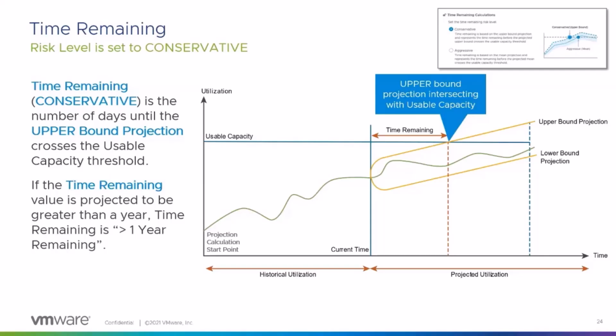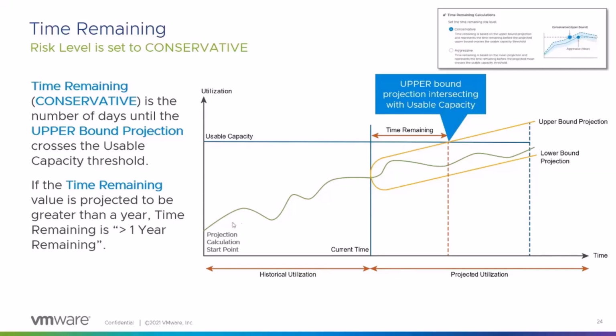The first one is time remaining, and this is when you set it to conservative. It's looking at the projection and at the upper bound, and at when that upper bound crosses the usable capacity line. You see this vertical red dashed line? That's where the upper bound of the projection crosses the usable capacity line. The amount of time between now and that dashed line is my time remaining. That can be anywhere from 0 up to greater than a year. So it's important to look at that intersection and know when that happens.